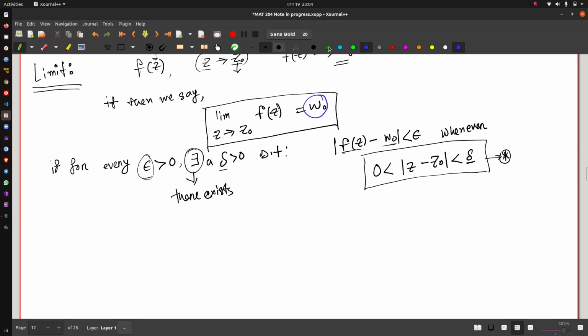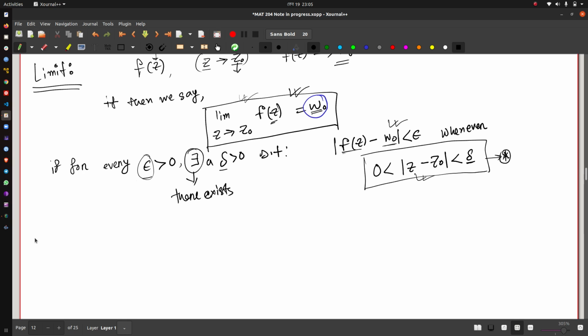Now we won't bother with the rigorous definition that much, but it is important to keep this in the back of your head, especially if you are given a task where this whole expression is given and you are asked to show that this w naught is indeed the limit of f of z. Then at first you need to find or define an epsilon like this, and then you have to find the deltas, and if you find such delta that satisfies this inequality, then whatever is given in the problem is correct, otherwise it's not.